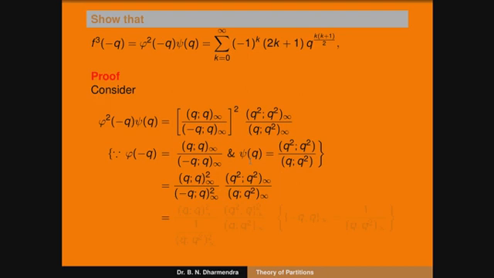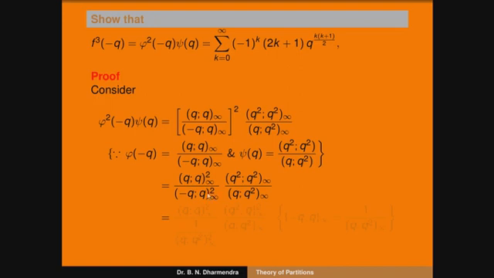So, we know the statement of (-q;q)∞, by using the famous Euler identity, (-q;q)∞ is equal to 1 divided by (q;q²)∞. We know this Euler statement, that is (-q;q²)∞ is equal to 1 divided by (q;q²)∞. When I have to interchange q by minus q, that becomes (-q;q)∞ is equal to 1 divided by (q;q²)∞.